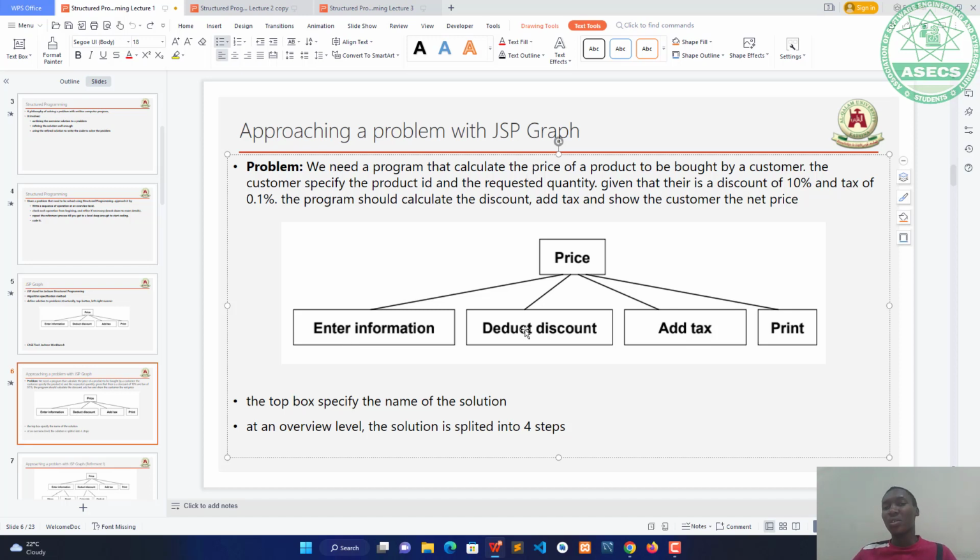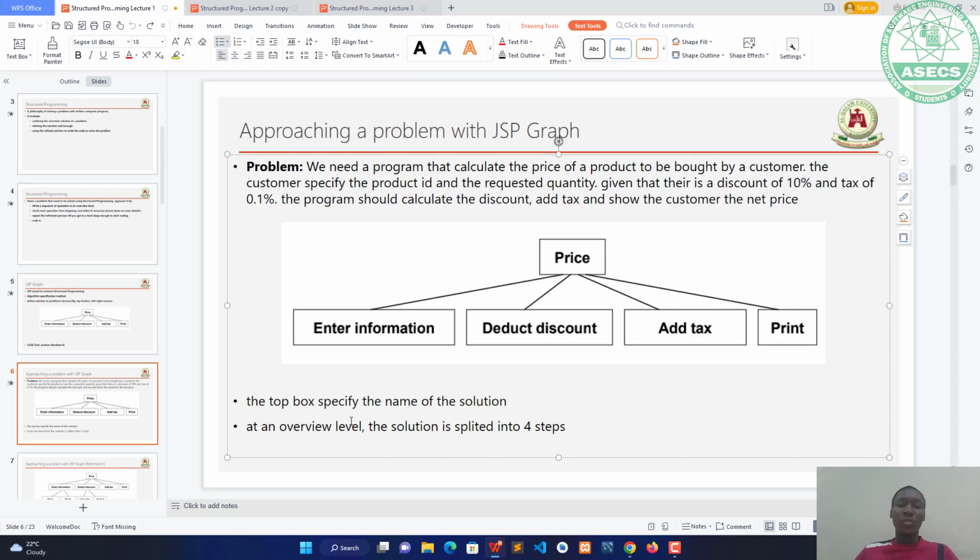So now the next step is what? Deduct discount. Zai deducting wannan discount ɗin nan na 10% akan abin da customer ya siya. Sai kuma za mu mashi adding tax da zai biya akan wannan product ɗin. Sai kuma me? A yi mishi printing net price wato total ɗin shi. Ga shi nan abin da ke faɗa na wajen. And show the customer the net price. Sai printing wannan net price total price bayan an gama duka wa'innan calculations ɗin nan.